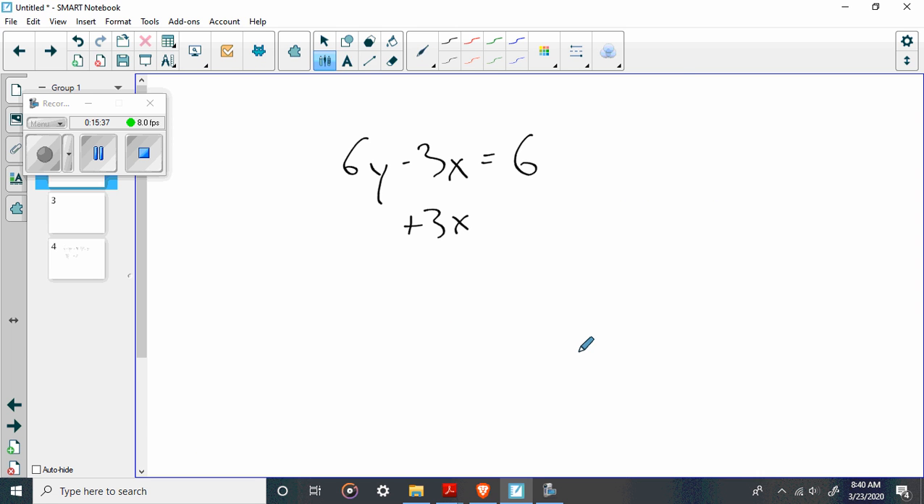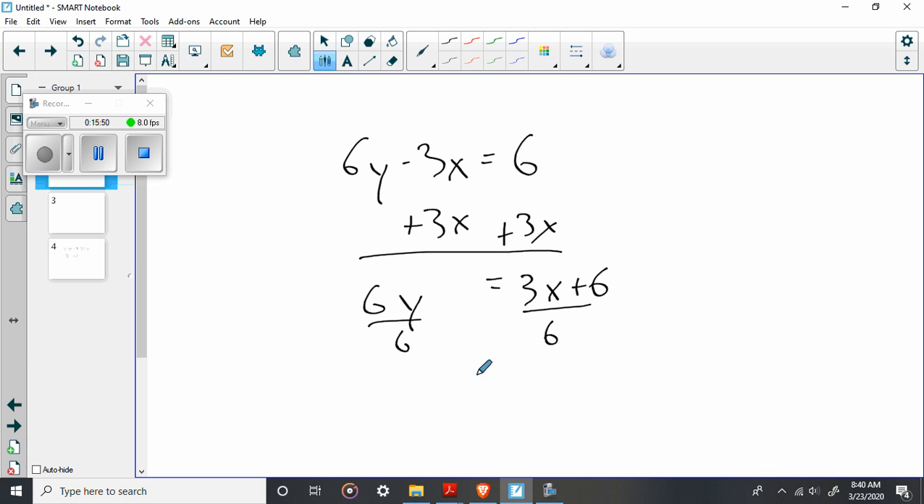Let's add the 3x to both sides. Again, what do we have? We have 6y is equal to 3x plus 6. Let's divide by 6. Again, y is equal to, just this gets distributed.